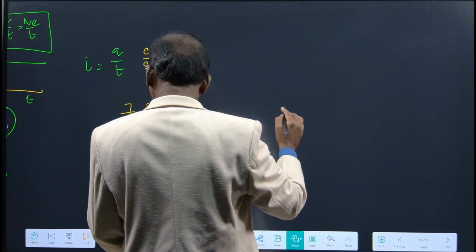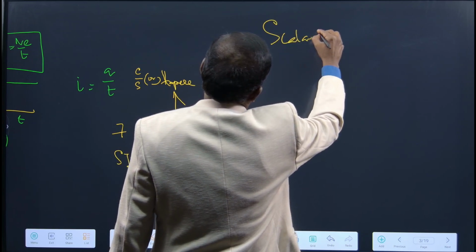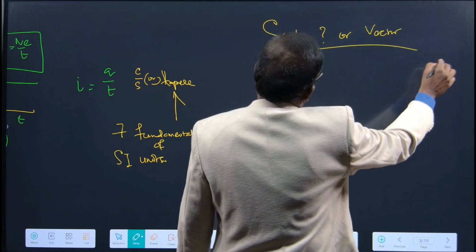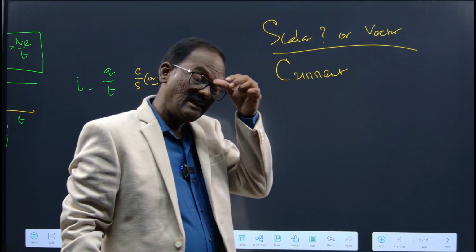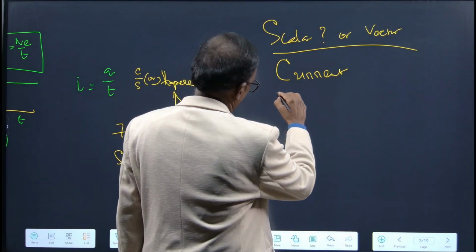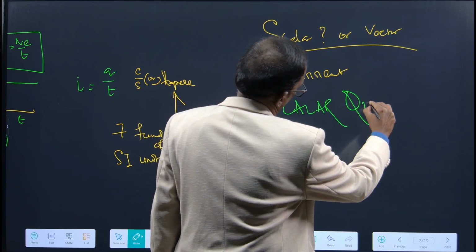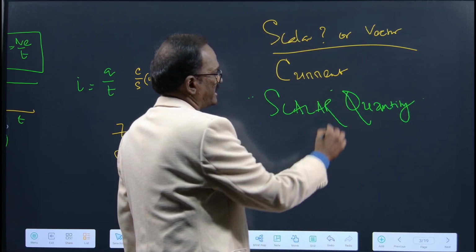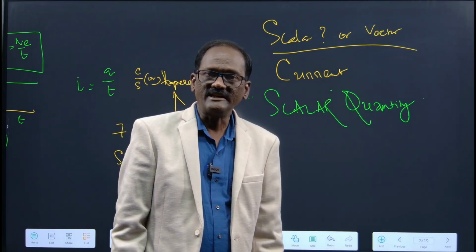Whether it is scalar or vector, electric current, whether it is a scalar or vector, current is always a scalar quantity. Current is a scalar quantity. Whether it has a direction? No, it doesn't have a direction.